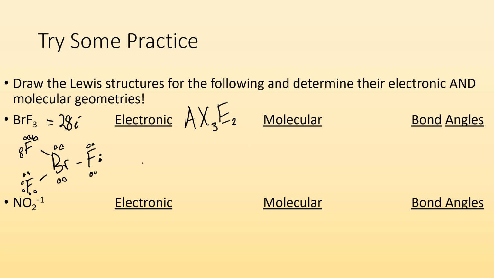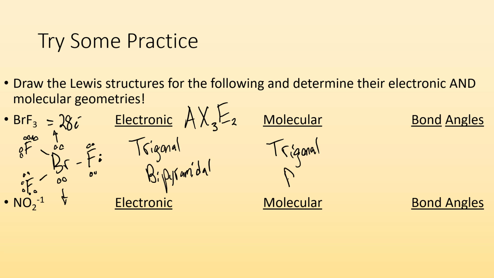So my electronic geometry would be trigonal bipyramidal, because these electron pairs are kind of going north and south, and then I have a triangle around the equator, so it would be trigonal bipyramidal. But the molecular shape would be trigonal planar, because it is a flat triangle when I look at just the bonded atoms. So the bond angles for this one would be 120 degrees.